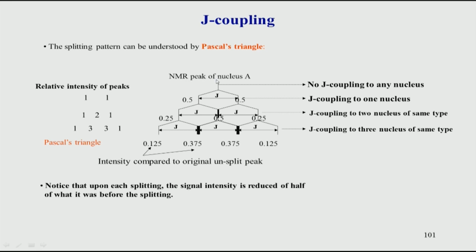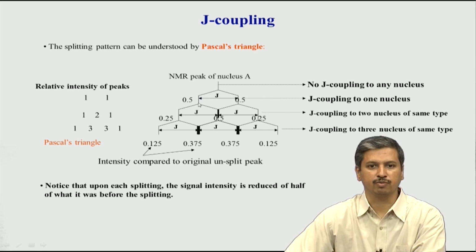Let us say there is no coupling. Let us take a hypothetical nucleus A which has no coupling. When there is no coupling, it is obviously only one peak. Now, because of coupling to any other hydrogen, any other nucleus, suppose it has only one hydrogen as a neighbor. In that case, it will get split into 2. This is the doublet.